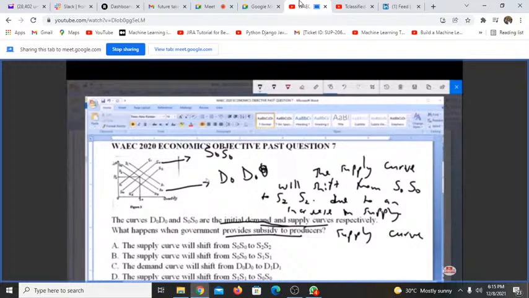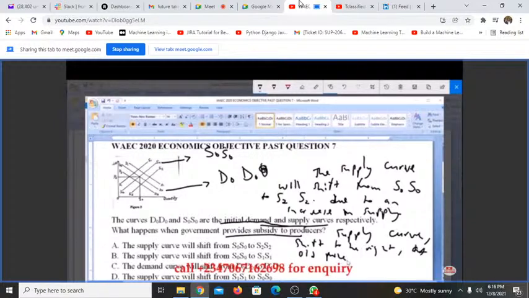which is S0 S0, will shift to the right, and this is an indication that at the old price, more of the commodity is supplied. Now, this shift to the right is usually due to a favorable change in factors affecting supply, e.g., provision of subsidy by the government.